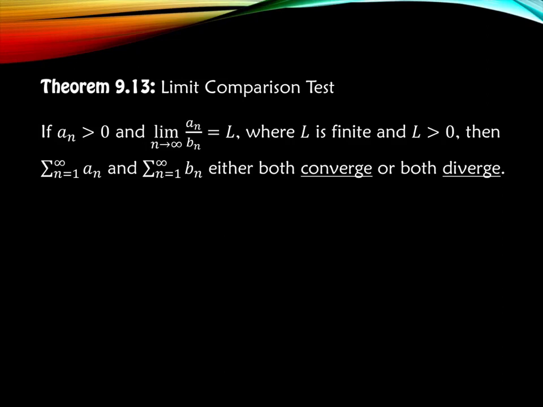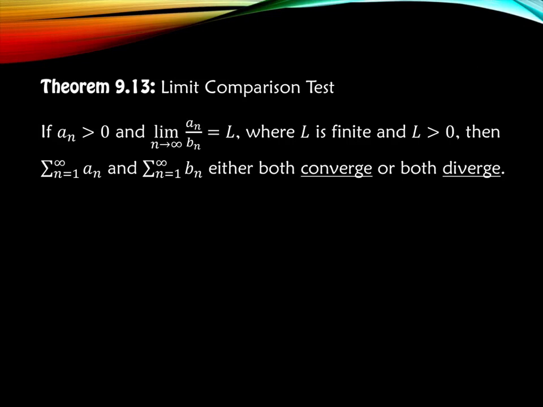So we have positive sequences, okay? And what we do is we take the same sequences, like the a sub n, the b sub n, just like we did before, but we find the limit of them instead, okay? The limit of their ratio. So we have the limit of a sub n over b sub n, and it equals L, where L is finite and positive. Okay, so it can't be 0. Then they either both converge or they both diverge.